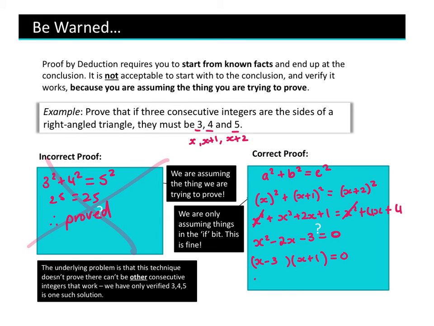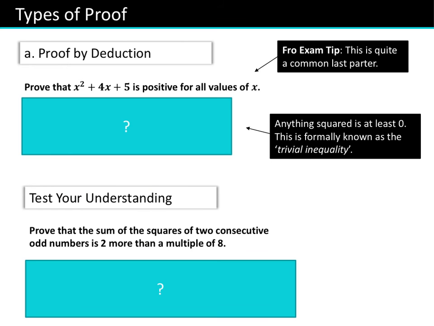Okay, so that means x equals 3 and x equals minus 1. We reject minus 1 because we cannot have a negative length. So therefore, x equals 3. So if you go back, this is 3, this is 4, this is 5. Okay, so therefore, 3, 4, 5, therefore, proved. So we've now proved that, but we've proved it using known facts, using known theorems, Pythagoras theorem.